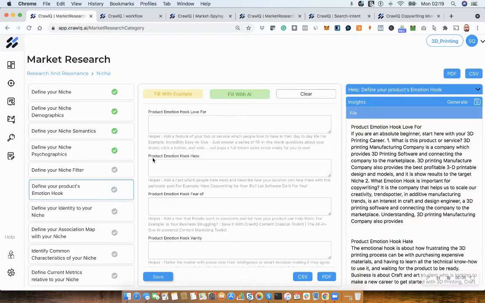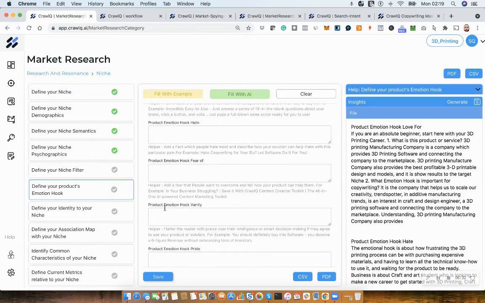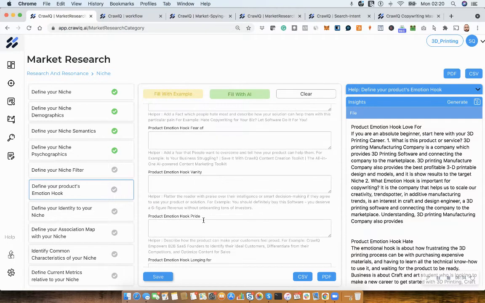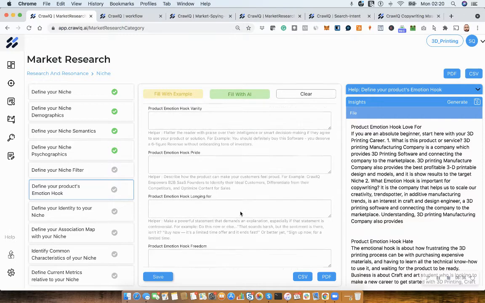Then emotional hook, hate, what people hate. Add a fact which people hate most and describe how your solution can help them with this particular pain. For example, people hate copywriting for their business. This is an example, but we will touch upon the actual insights generated in the context of our project. Product emotional hook, fear of. Product emotional hook, vanity, pride, longing for, freedom.